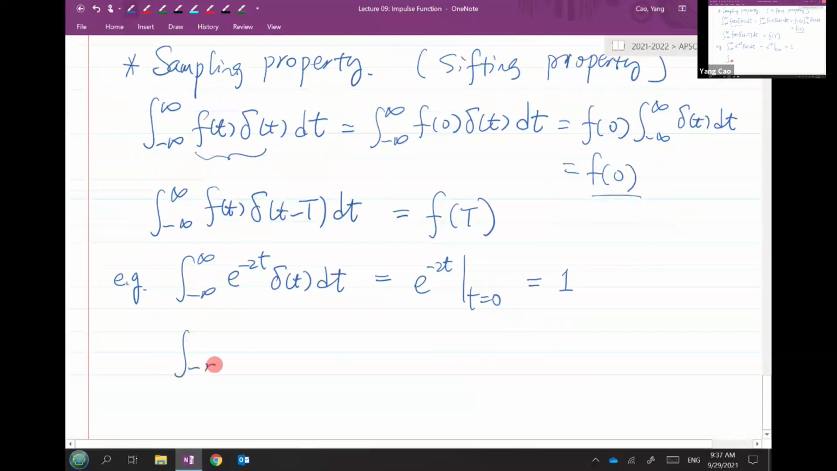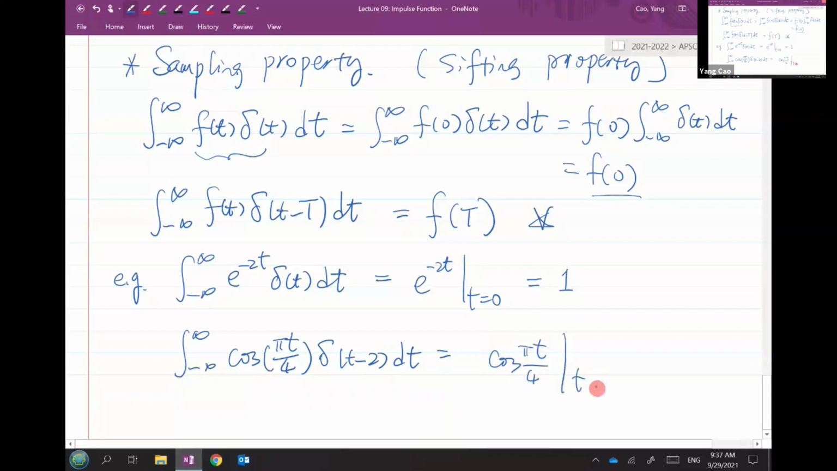And let's say we integrate a different function: cosine of pi t over 4 times delta t minus 2. We're going to make use of the second property here. You have a shifted delta function, and the shift amount, capital T, is 2. So we need to replace t with 2. So t is 2, 2 pi over 4 is pi over 2, cosine of 90 degrees is 0.